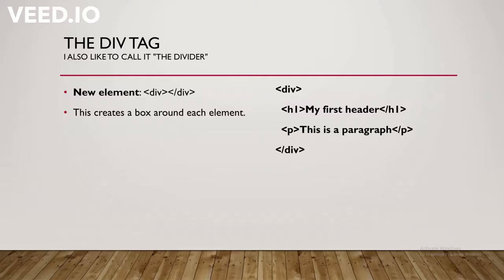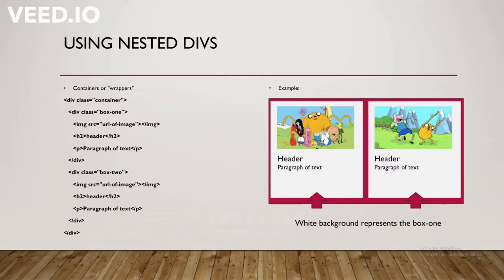This creates a box around elements. So here we have a paragraph and some heading, and around that we have an entire div. To represent this a little better, I've created this here, and I know this seems like a lot of code, but it's really not. And this is nesting divs.